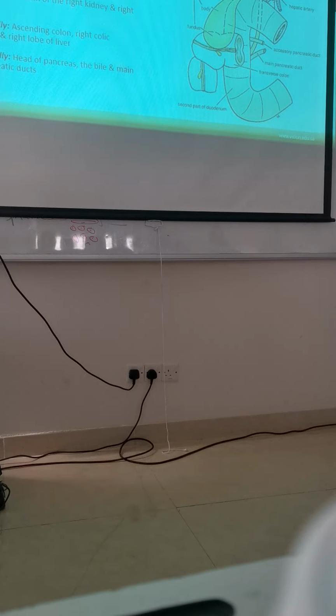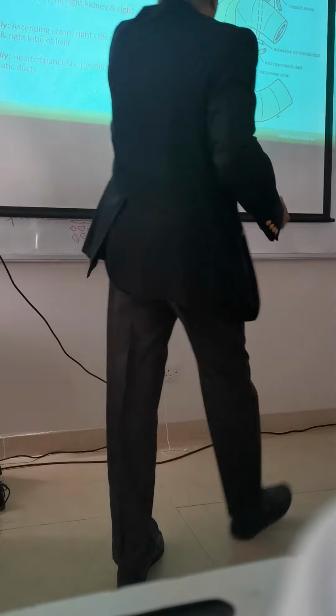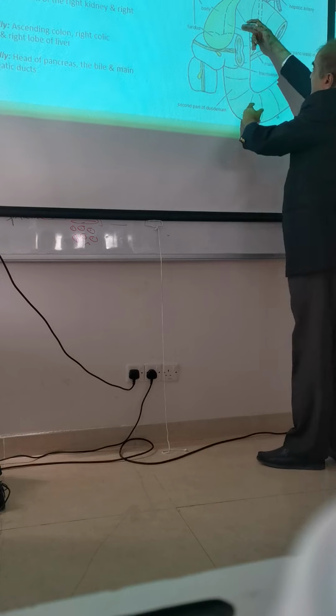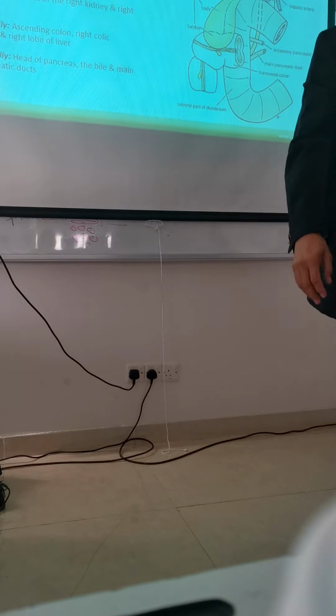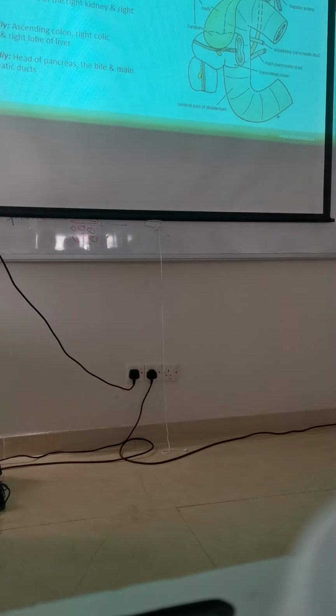The main bile duct and the main pancreatic duct are both medial. This descending part of the duodenum is very important because there is an important structure here, maybe the vagus nerve. Okay, the third part we will do later on.